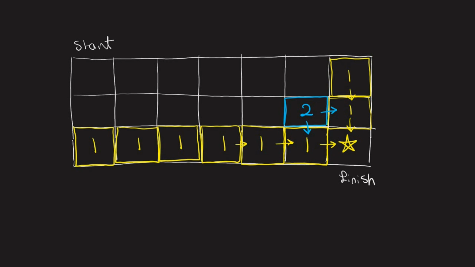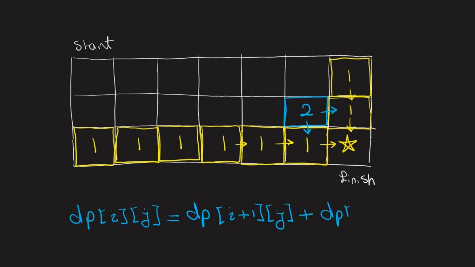Okay, let's see if we can come up with a formula for that. We could say dp of i and j equals, so we consider 2 movements. One is down, so dp of i plus 1, same column, plus dp of same row, 1 column forward.